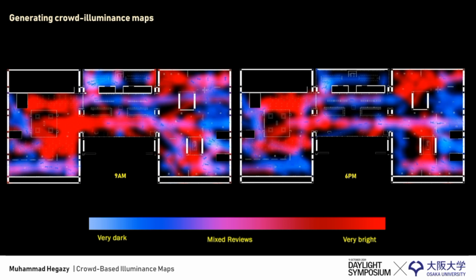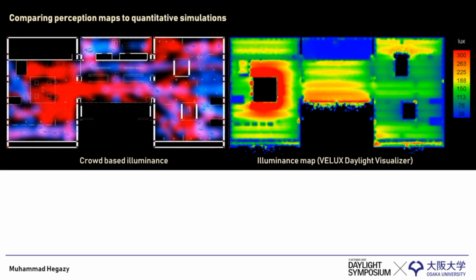And then we used image processing software to add ambient coloring to the maps that we had collected using the snapshots, to acquire these kinds of illuminance maps that are based purely on the perception of users inside VR, without any kind of quantitative simulation.